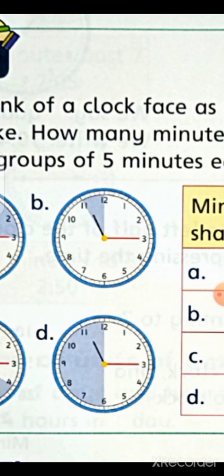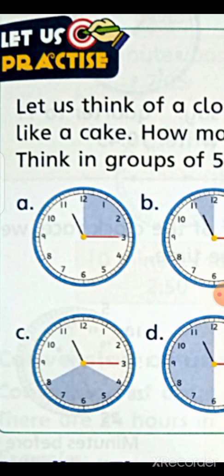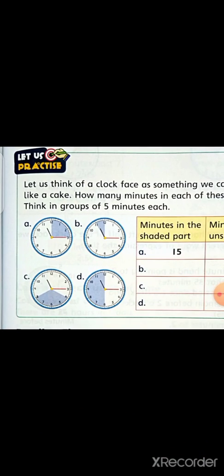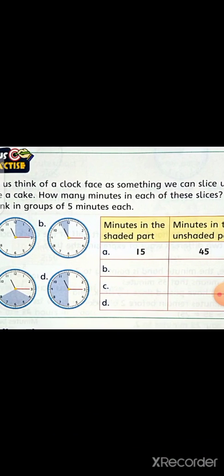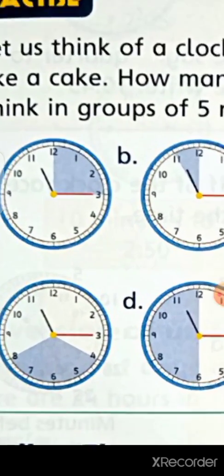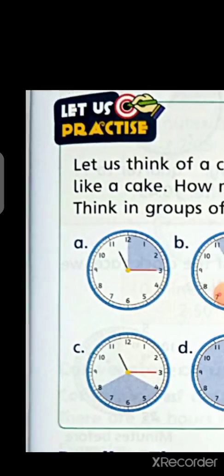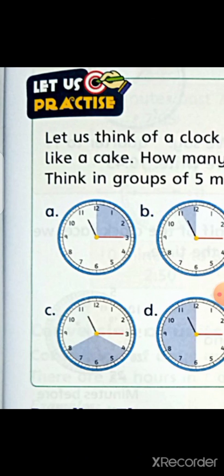Now in the C part, number of minutes in the shaded part, count the intervals: 1, 2, 3, 4. 4 5s are 20. 20 minutes are in the shaded part. And how many minutes are in the unshaded part? Very good. 40 minutes. You can count 1, 2, 3, 4, 5, 6, 7, 8. 8 intervals are unshaded. So 8 5s are 40 minutes. 40 minutes are in the unshaded part.